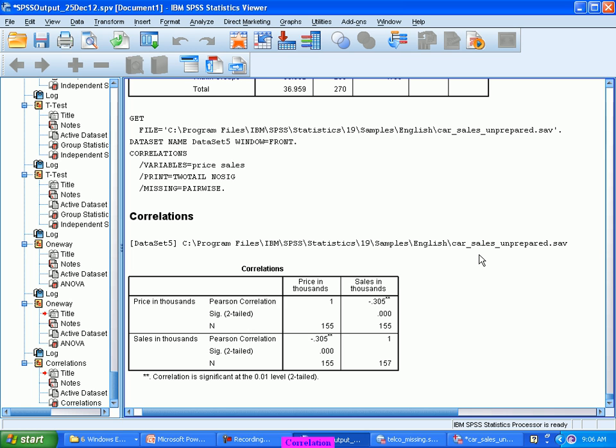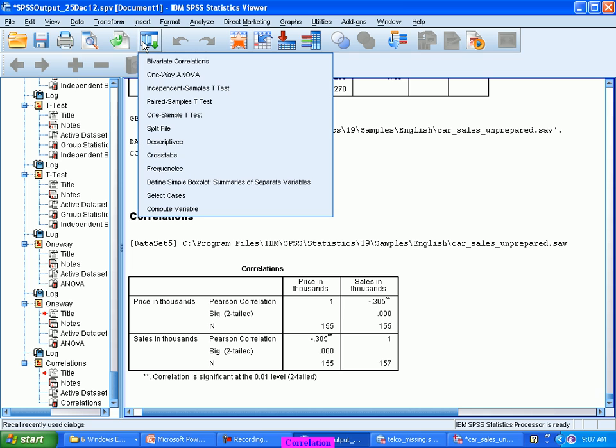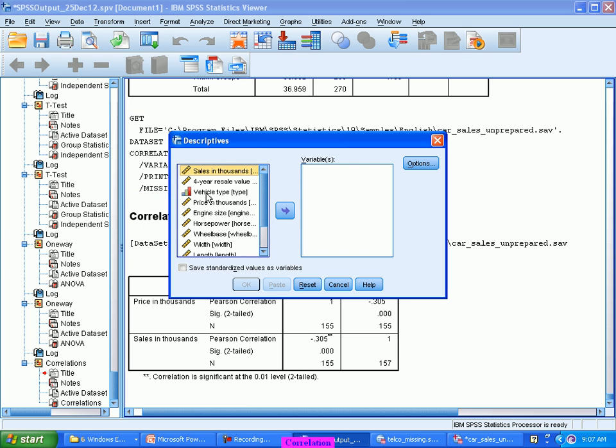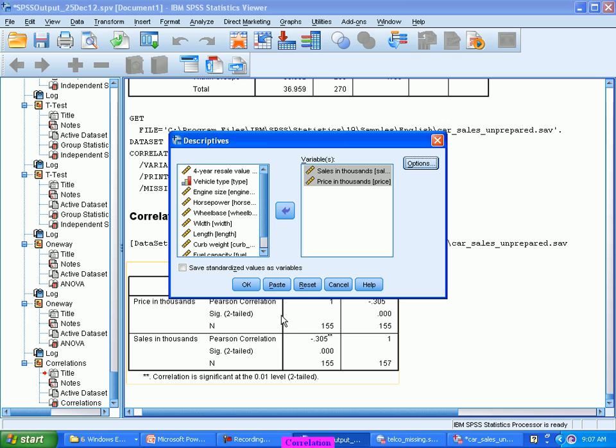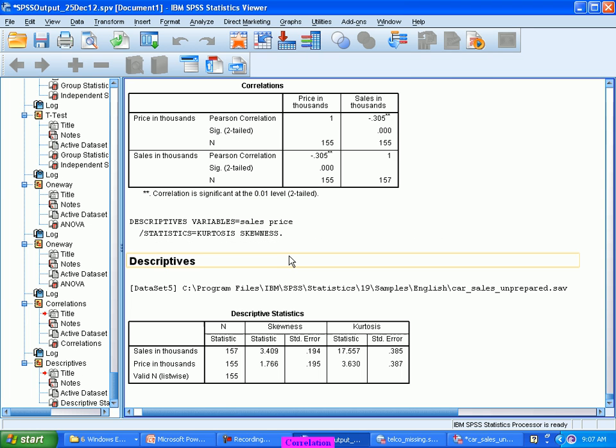But let's say now I transform the data and try to do a similar kind of analysis. First of all, to transform, I need to know whether the existing data is normal or not. So for that, quickly, I am going with the descriptives, where I am looking at sales in thousands as well as price in thousands. I am trying to find out their skewness and kurtosis, just quickly repeating the steps we did yesterday on this data.